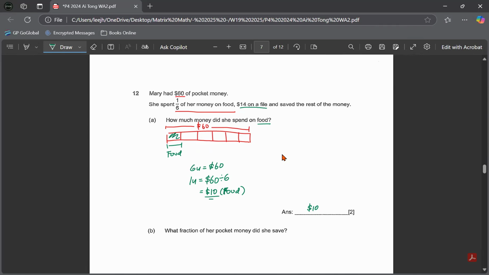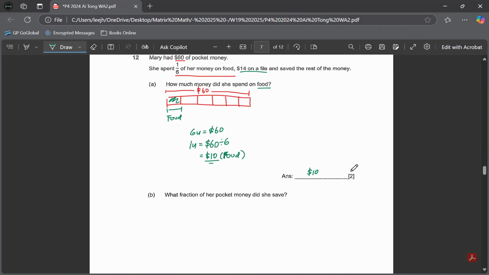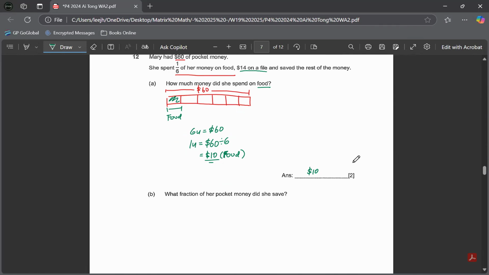So we know we have to write down the amount of money that she actually spent. So we know food. Okay, total first. Total, it's $60. Food, she spent $10. From the question, we know she spent another $14 on file. So we need to find out how much she saved after spending on these 2 items.